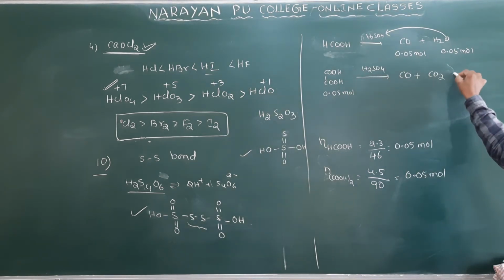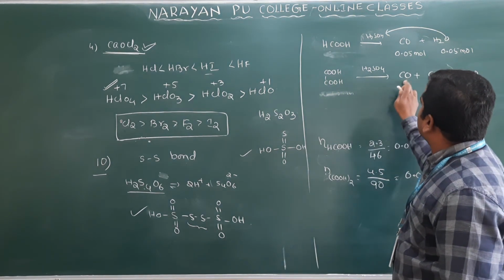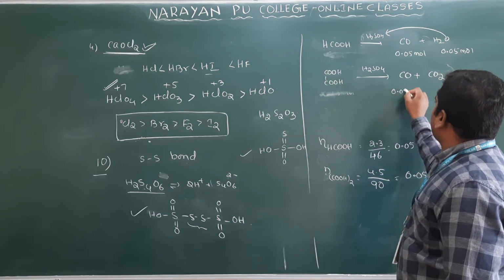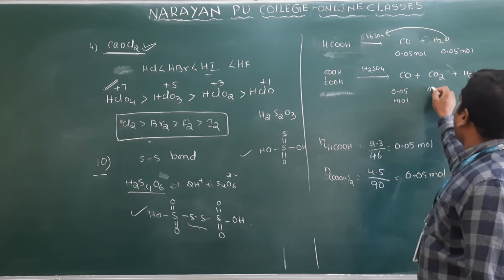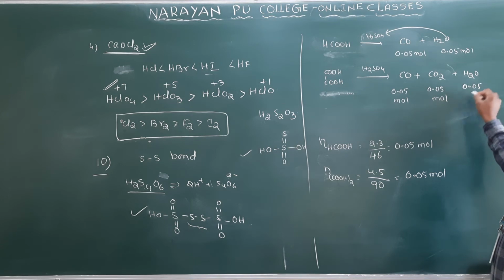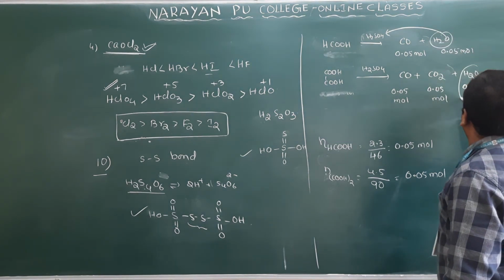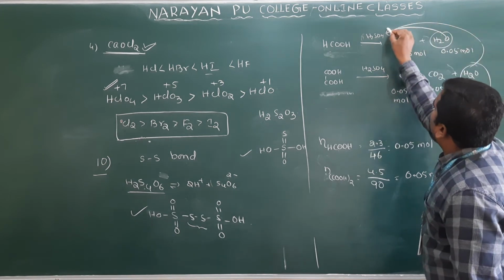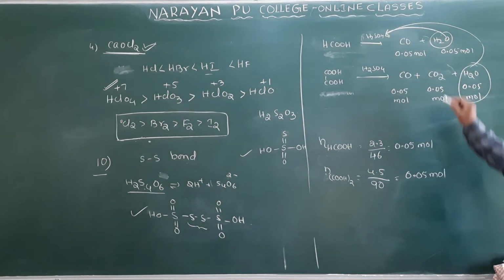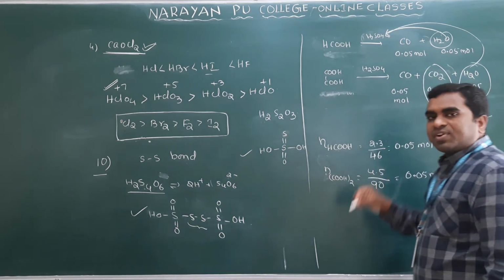Here also 0.05 moles of this, when treated with H2SO4, then what will you get? CO plus CO2 plus H2O. When it is totally consumed, how many moles are consumed? Those many moles will be formed here. 0.05 moles of CO and 0.05 moles of CO2 and 0.05 moles of what? H2O. And this H2O is absorbed by which one? H2SO4. And this CO2 is absorbed by which one? Here, KOH.